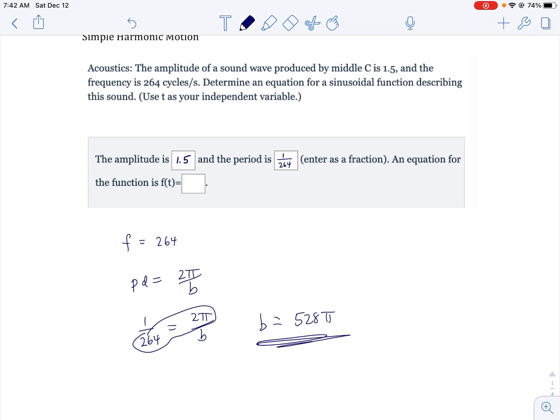So here's my function, f of t equals, the amplitude is 1.5. They didn't specify sine or cosine, like how the graph starts, so I'm going to default to a sine. We go with our b, 528 pi, and you need the variable t. This is what would go in this box. Obviously, I can't fit it, but we would type that into that little text box right there.